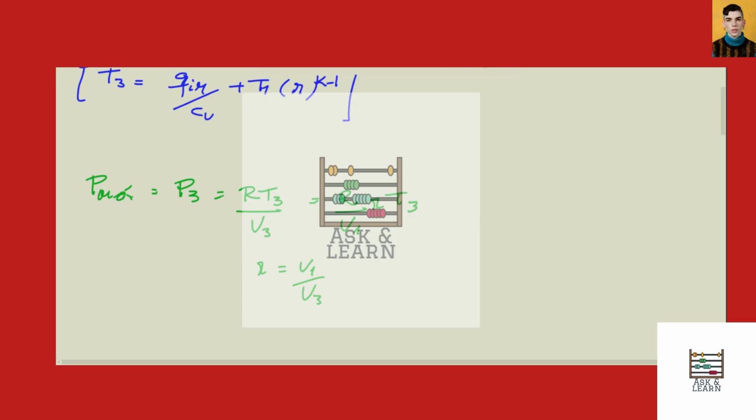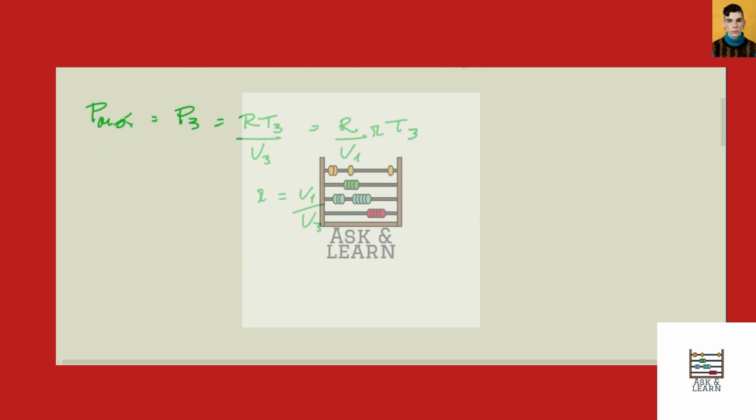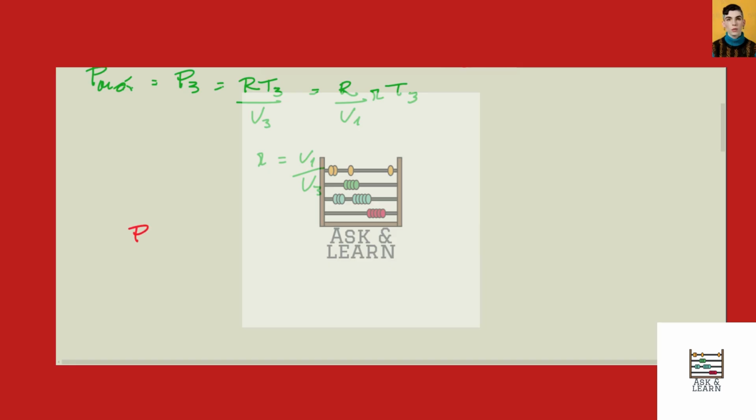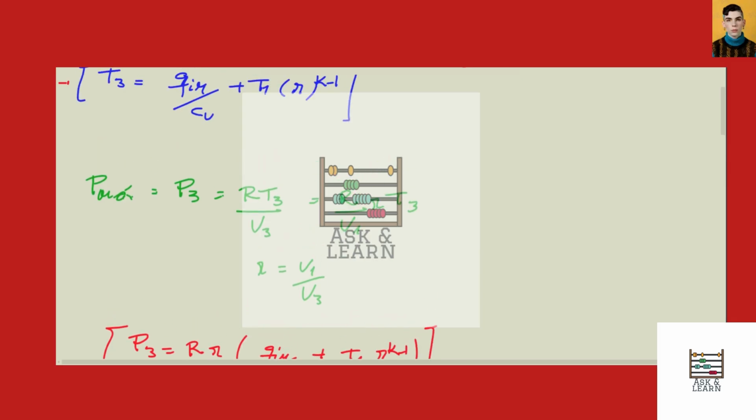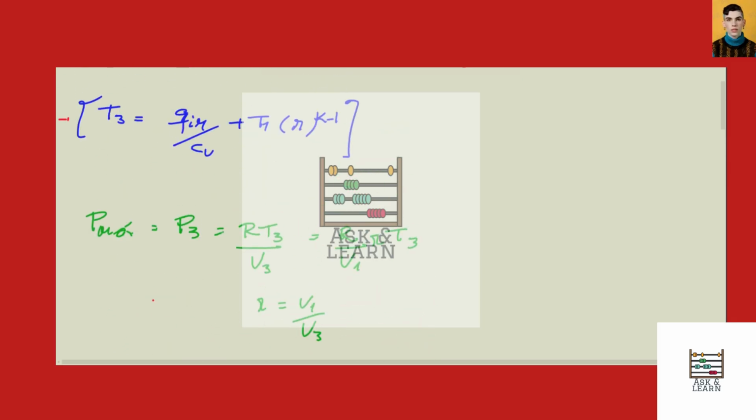And we already know what the temperature 3 is. Therefore, the answer for the pressure, P3, is going to be capital R times r divided by V1 that multiplies the input heat divided by Cv plus T1 r^(k-1). And this is the equation for the pressure, this is the equation for the temperature, and that's the answer to this problem. Okay? Thanks for watching.